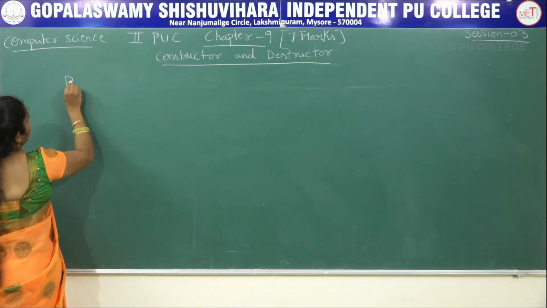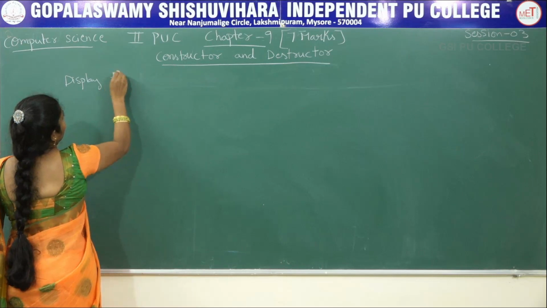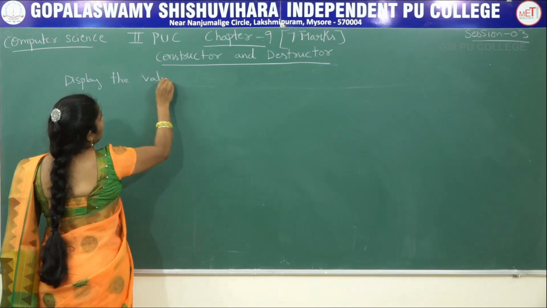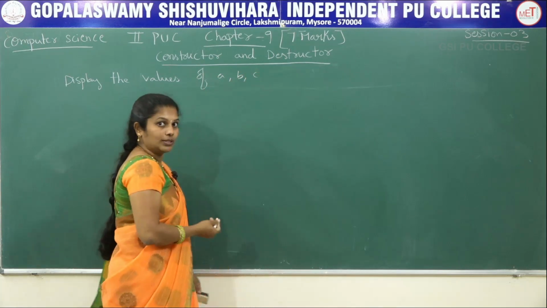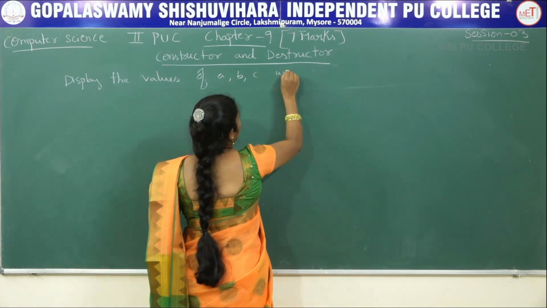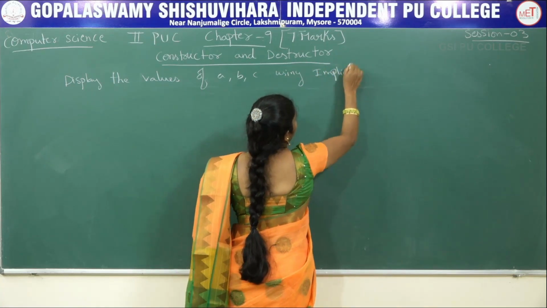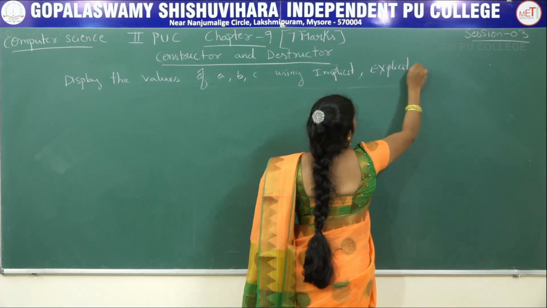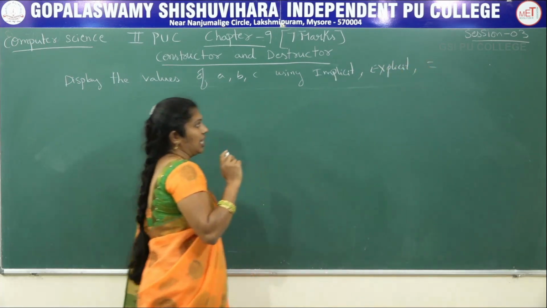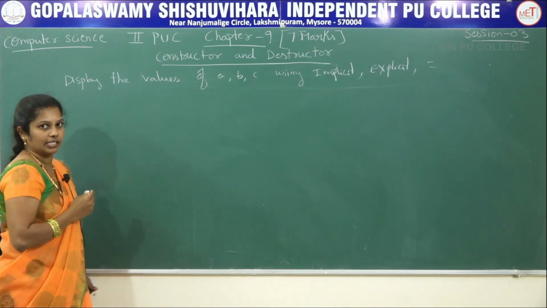Display the values of ABC using the parameterized constructor, using implicit, explicit, and one more, initialization at the time of declaration with the assignment operator. In all the three I am going to explain now.